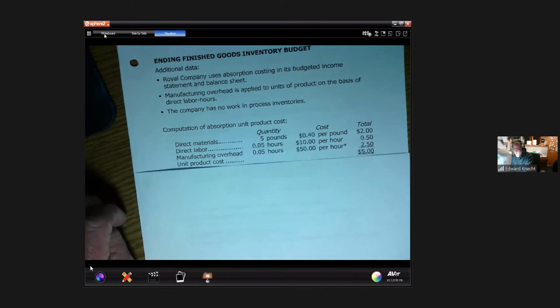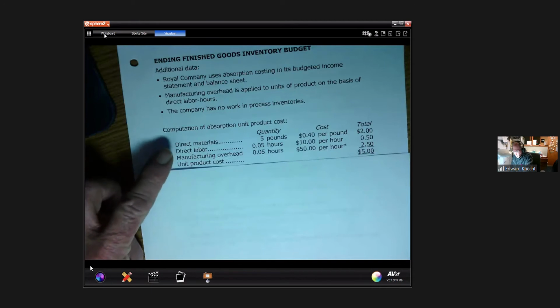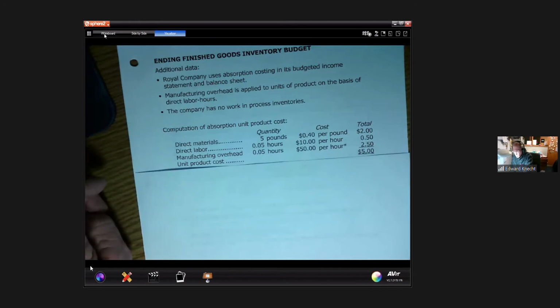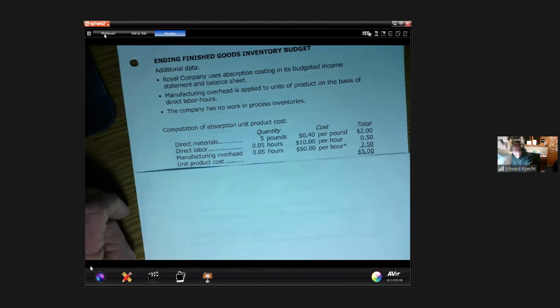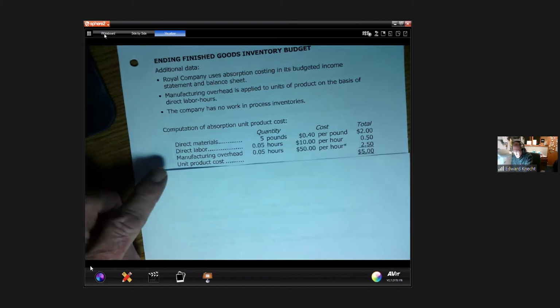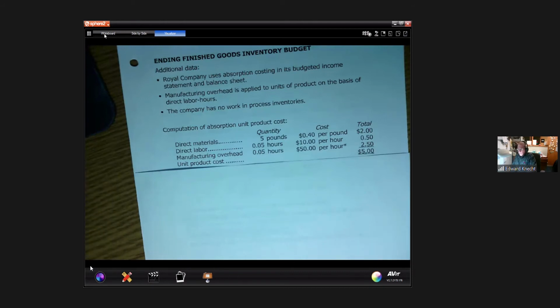So did we absorb all costs? The variable direct material and direct labor, those are variable costs. Manufacturing overhead includes both variable and fixed, doesn't it? So yes, this is under absorption costing. If we're doing variable costing, we would not include the fixed manufacturing overhead. We would expense it off in the time period.